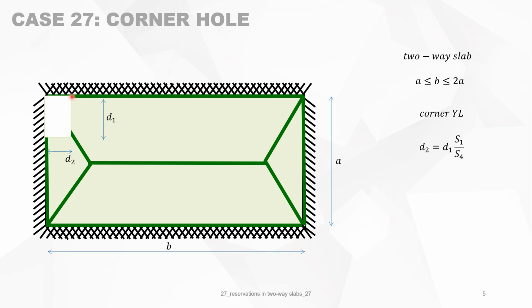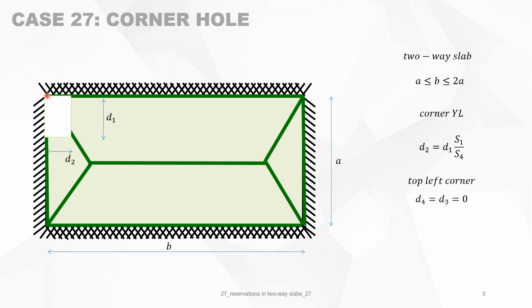The reservation is in the corner, so it follows the yield line. So it means that the slope must be equal. The slope d2 over d1 must be equal to s1 over s4. This is s1 and this is s4. So just the tip of this reservation follows the slope of the yield line.